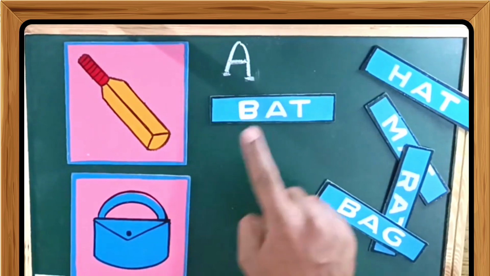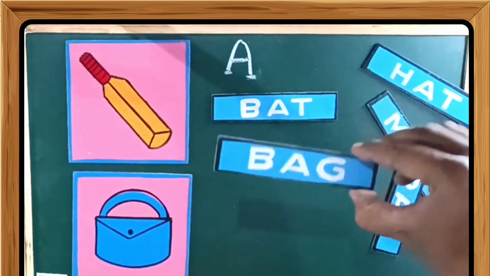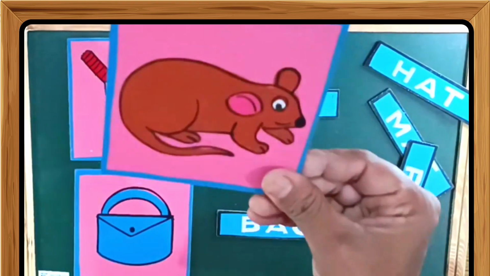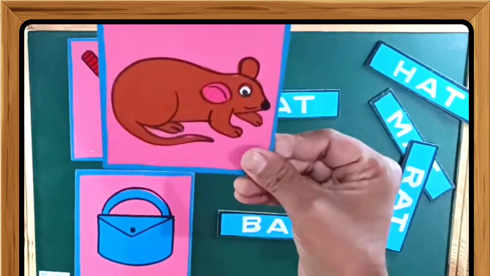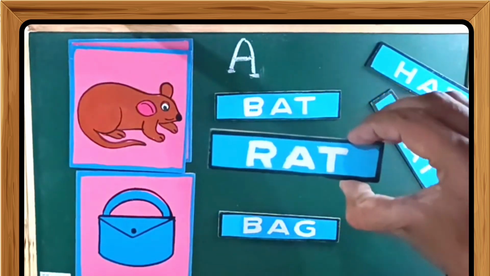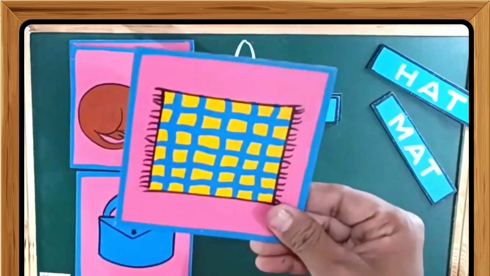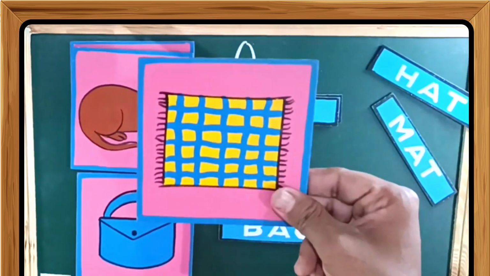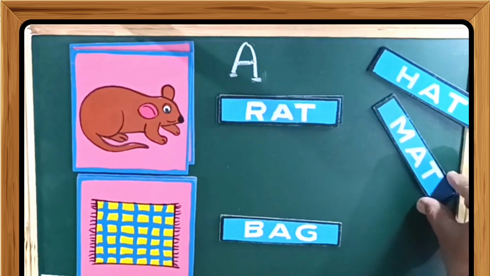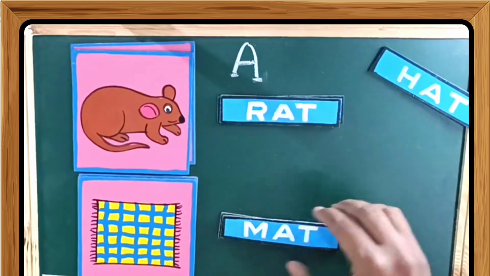Okay? Select the name. Yes. This is BAG, bag. Yes, very good. Next, this is RAT, rat. Okay. And this is RAT, rat. Very good. Next, this is MAT, mat. Put here. Very good. And this is MAT, mat.